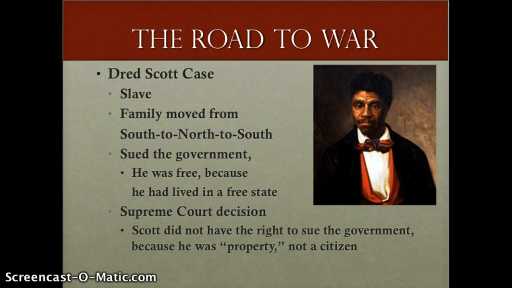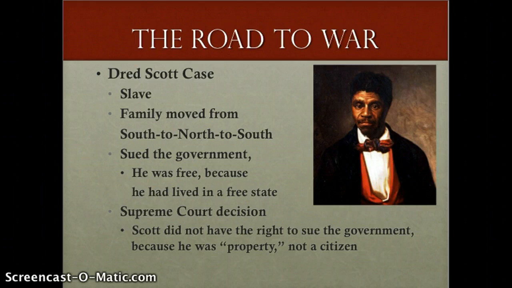The Supreme Court eventually heard this case, and they came back with a decision denying Dred Scott his freedom. And more importantly, in the papers summarizing their decision, the Supreme Court said that Scott did not have the right to sue the government because he was property and not a citizen. And since he was not a citizen, he did not have that right. So they could not or would not grant him his freedom because the case itself was not legal.